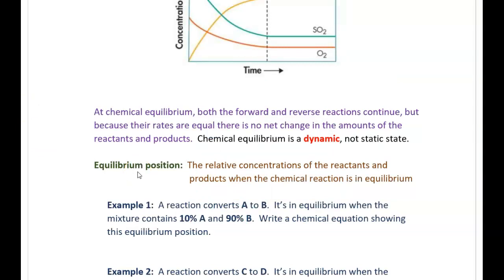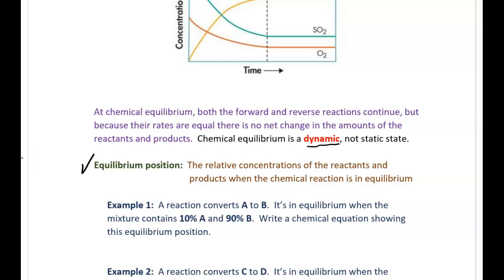At chemical equilibrium, both the forward and reverse reactions continue, but because their rates are equal, there's no net change in the amounts of the reactants and products. Therefore, chemical equilibrium is a dynamic state, not a static state. That means that the reaction continues to happen. The forward reaction creates the products, the reverse reaction creates the original reactants. That's continuously happening, but there's no net change in the amounts of reactants and products.